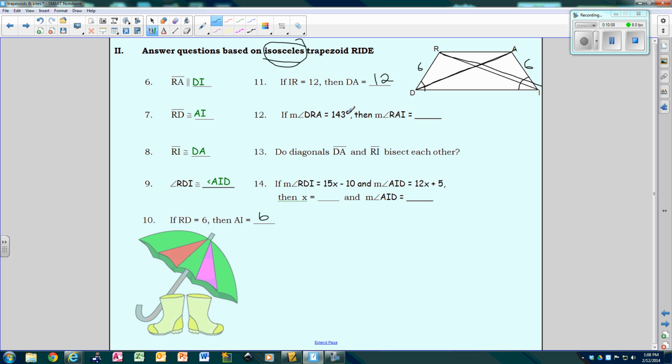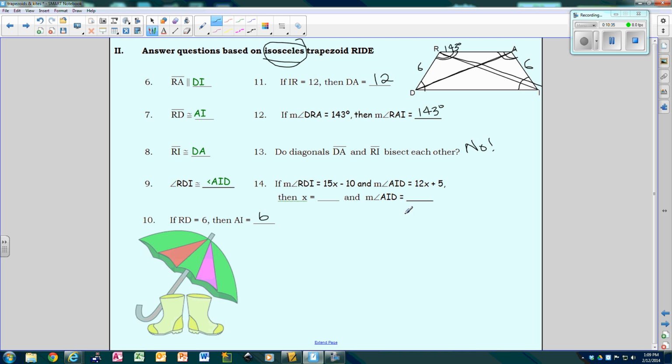Okay, now if the measure of angle DRA, so they're telling me this angle up here is 143 degrees, then this angle RAI, which is the base angle that shares the same base, is also 143 degrees. Okay, now do the diagonals bisect each other? No.